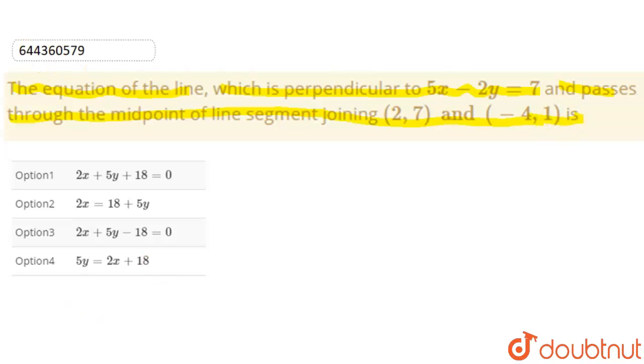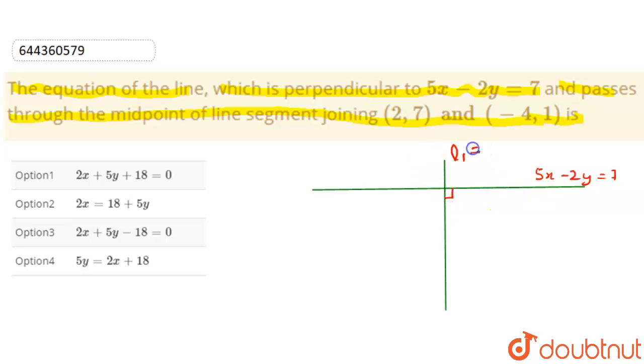It means that we have a line, let's say this is our given line, whose equation is 5x minus 2y is equal to 7. We are given that the line whose equation we have to find is perpendicular to this line. That means that line will be like this. So let's say this is perpendicular to this line, and line L1 we have to find out, right?